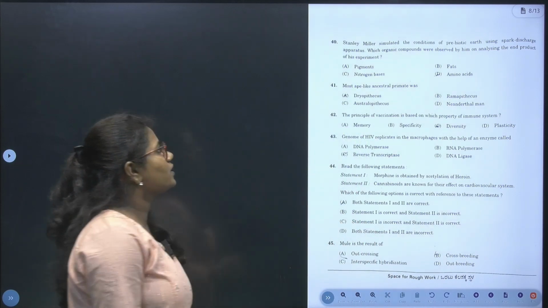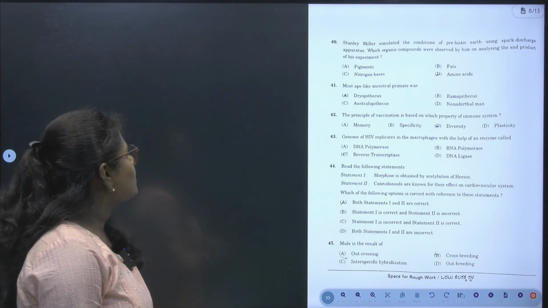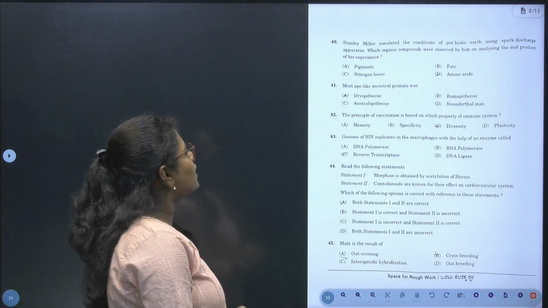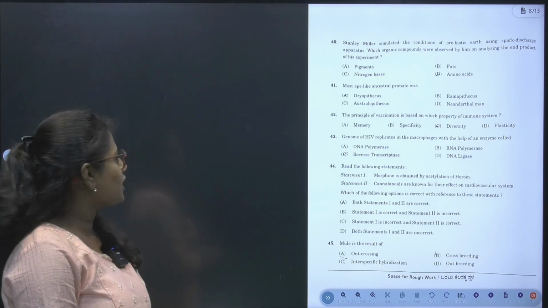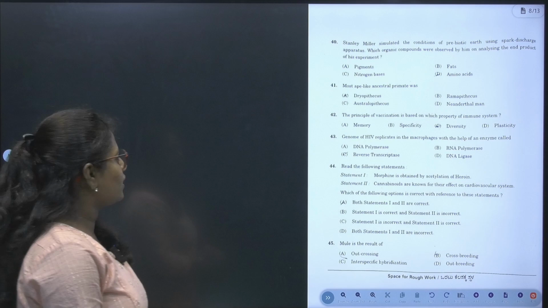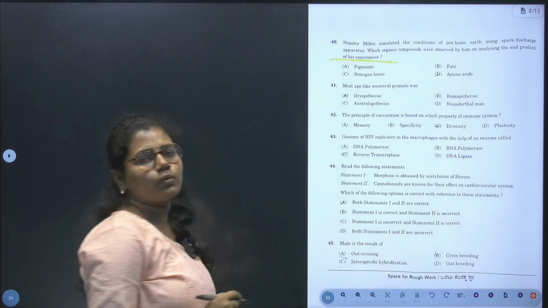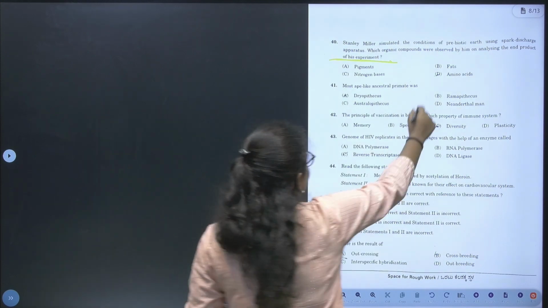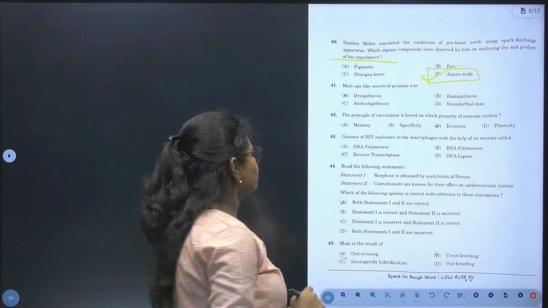Next, question number 40. This is from chapter Evolution. This is also a direct question. Stanley Miller simulated the conditions of prebiotic earth using spark discharge apparatus. Which organic compounds were observed by him on analyzing the end product of his experiment? We know the end products in this experiment were amino acids. It's a quite direct question from NCERT.